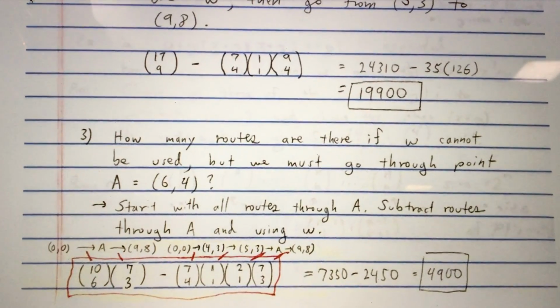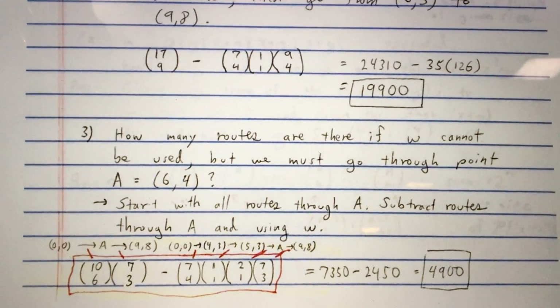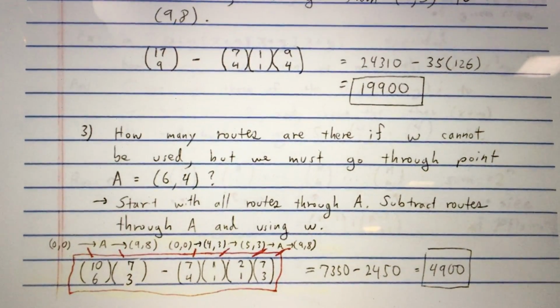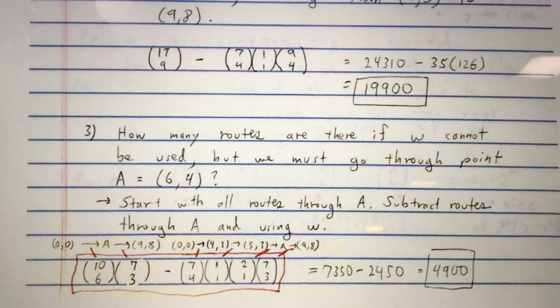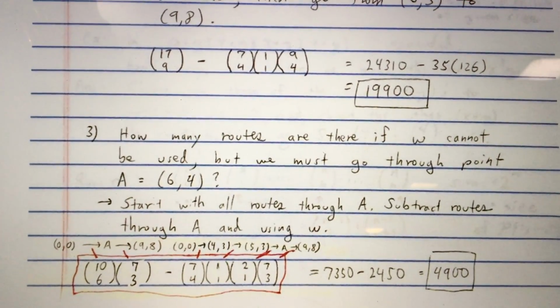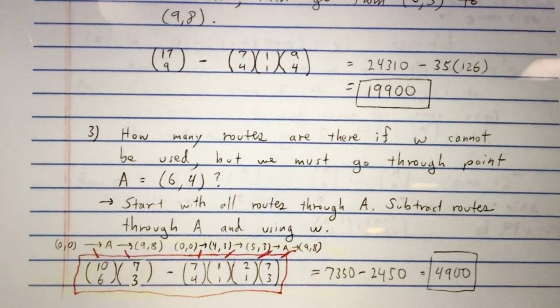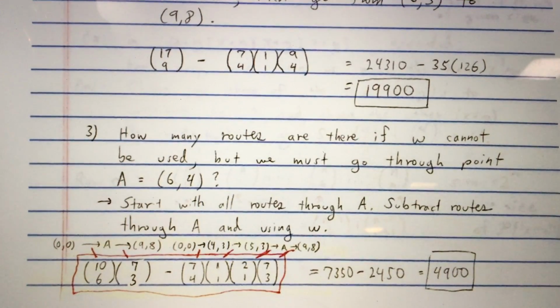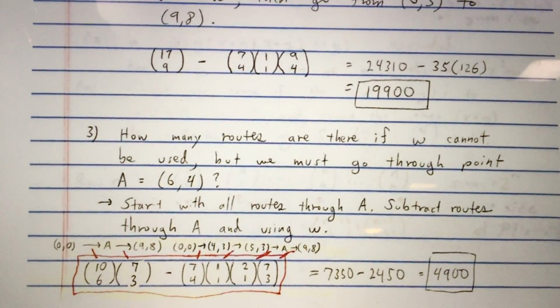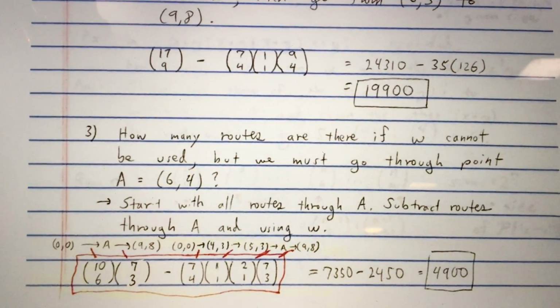So you're creating a network route that uses point A. Basically two routes, one to get to A and one to finish from A to the finish. So the way you do that is you first decrease the total. You start with all routes that must go through A, and then we'll subtract the routes out of that total that use W. So you subtract the routes that go through A and through W.